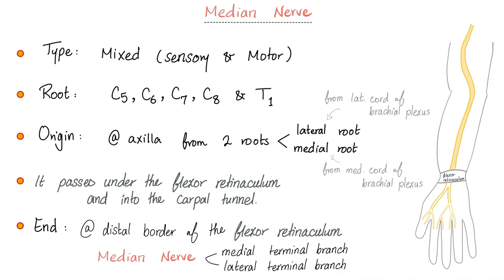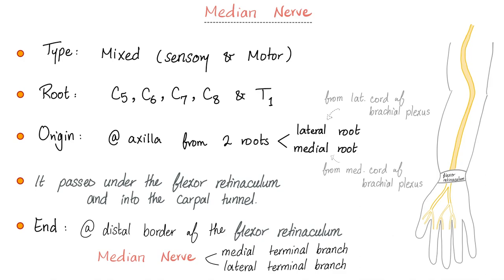Origin: at the axilla from two roots, lateral root and medial root. Lateral root from the lateral cord of the brachial plexus, medial from the medial cord of the brachial plexus. It passes under the flexor retinaculum in the hand and into the carpal tunnel. It ends just after the carpal tunnel, at the distal border of the flexor retinaculum, and then the median nerve will give you two branches: medial terminal branch and lateral terminal branch.